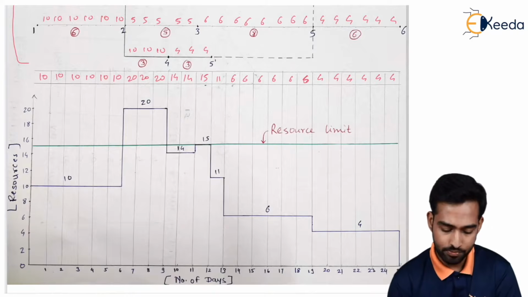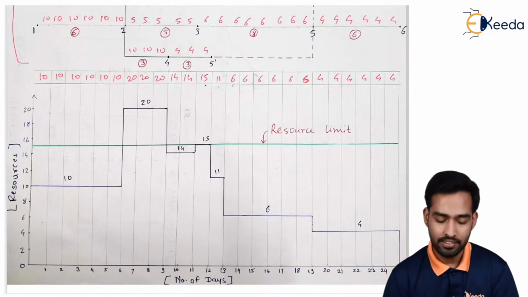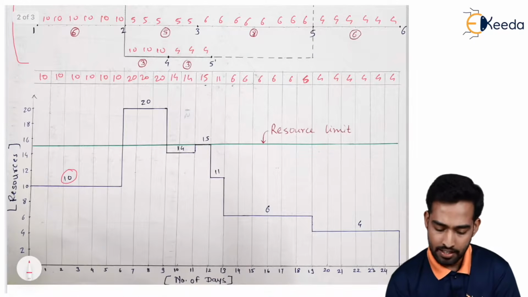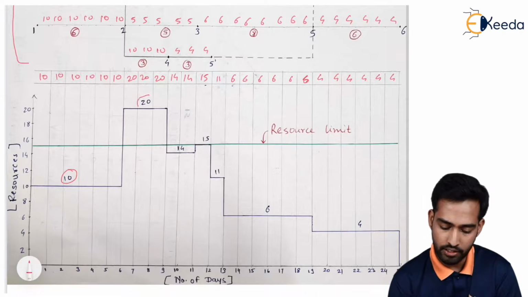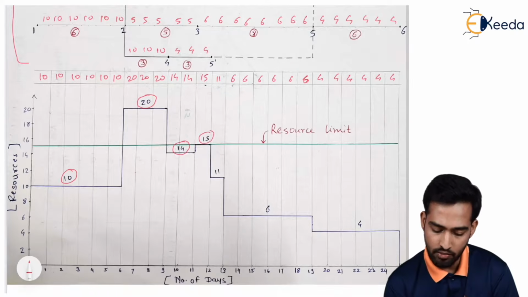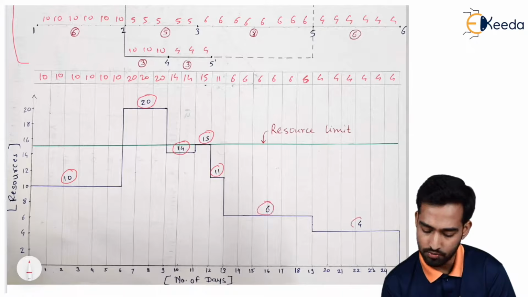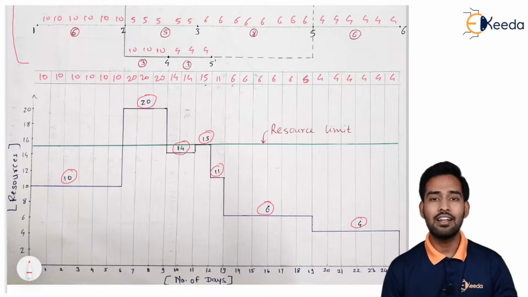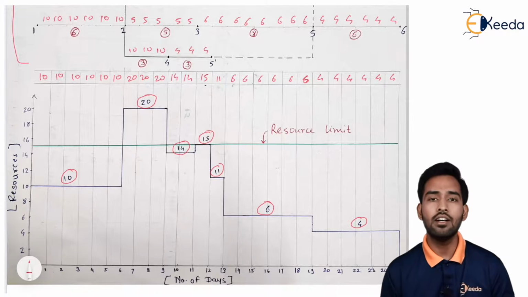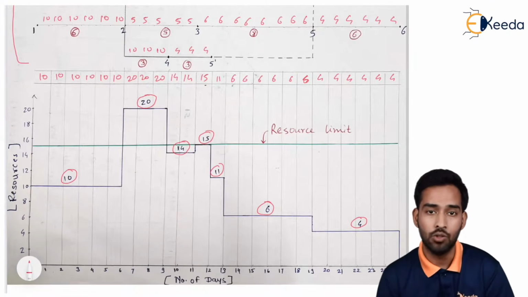For the first 6 days, as you can see, we require only 10 labors. Then on days 7, 8 and 9 we require 20 machines. For the 10th and 11th day we require 14. For the 12th day we require 15. Then we require 11 and so on, 6 and 4. So these are the number of resources required per day according to the given schedule.